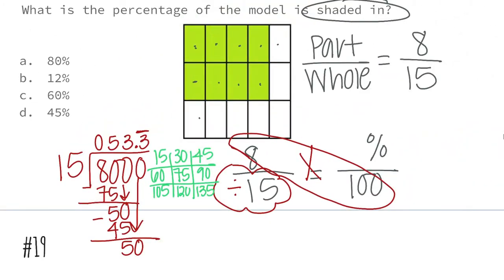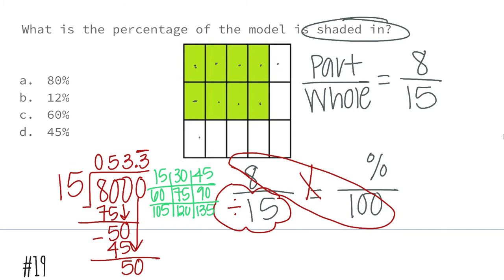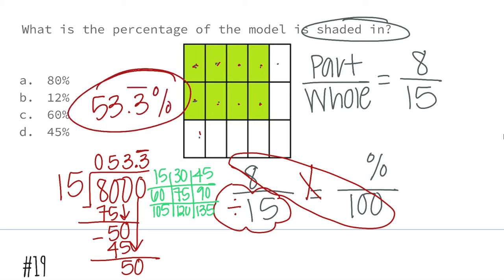This is what it's looking like. Did I count that correctly? 1, 2, 3, 4, 5, 6, 7, 8 out of 15. Yeah, 8 over 15. So it should be 53 and 3 repeating percent. None of those are right. Trick question. None of the answers are right.